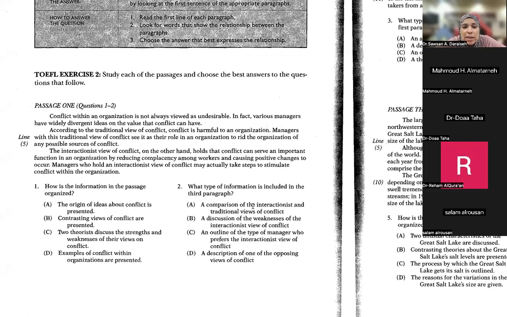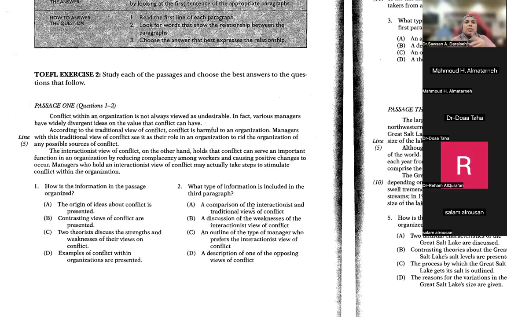But the idea is that sometimes out of difficulty, struggles, problems and issues, new things come up that we never would have had without those conflicts. That's the thing, you see. So in fact, various managers, people in charge of a workplace, have widely divergent ideas on the value that conflict can have. Can you imagine? So they have what? Divergent.